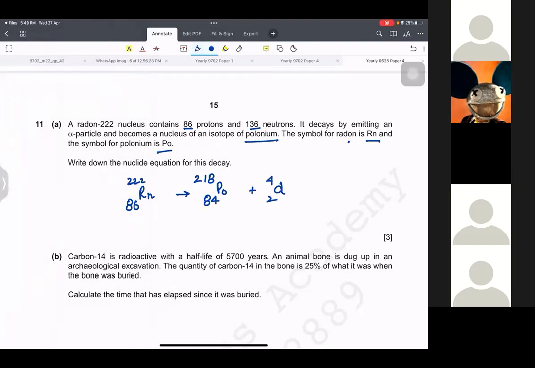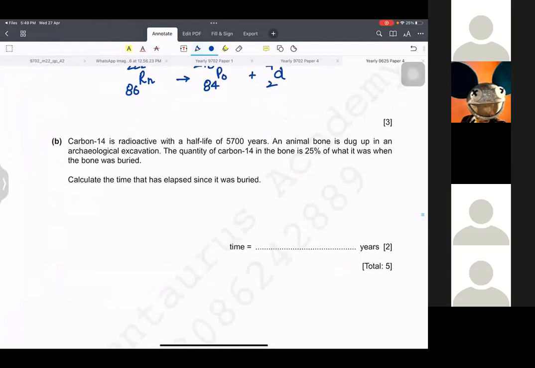Then what you do next is: carbon-14 is a radioactive isotope with a half-life of 5700 years. An animal bone is dug up in an archaeological excavation. The quantity of carbon-14 in the bone is 25% of what it was when the bone was buried. Calculate the time that has elapsed since the bone was buried. Okay, we could do that.